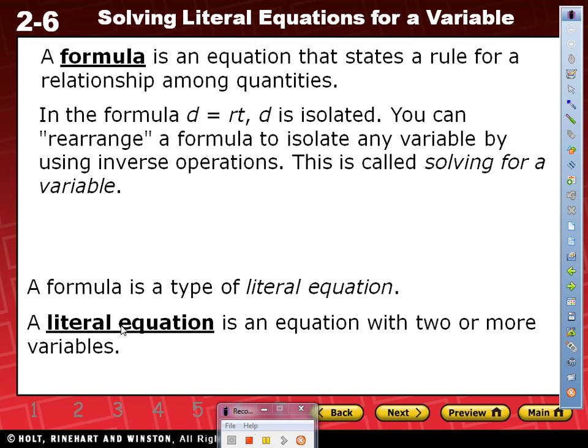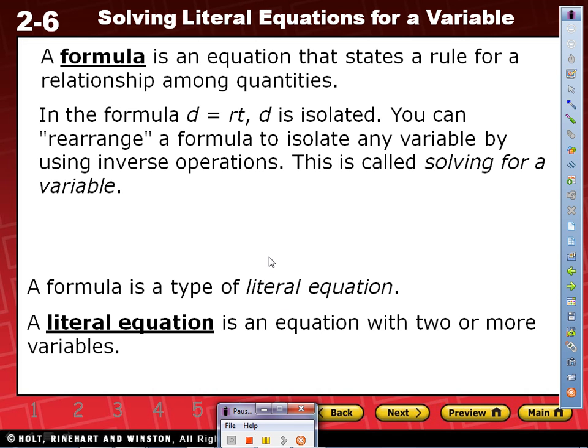On the left side of the Q, write that down. Literal equation. On the left side. Literal equation, an equation with two or more variables. So, we got literal equations.